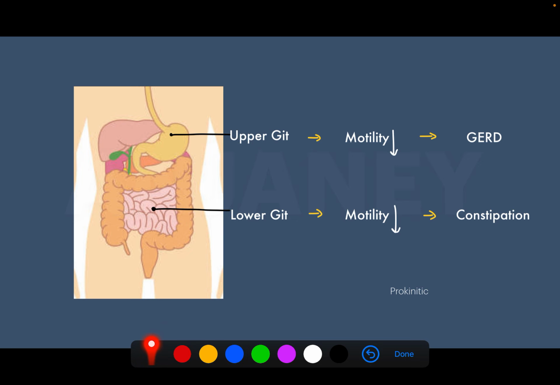Done. Now this is an interesting fact. In the upper GIT, if motility is decreased, then what happens? If there is no motility of the stomach, then the contents are not pushed ahead, so they'll regurgitate. The acid which is here will go to the esophagus, so it will cause gastroesophageal reflux disease, and the acid is going to damage the esophagus. But in the lower GIT, if motility is decreased, then we have constipation. So upper GIT we have GERD, lower GIT we have constipation, right?